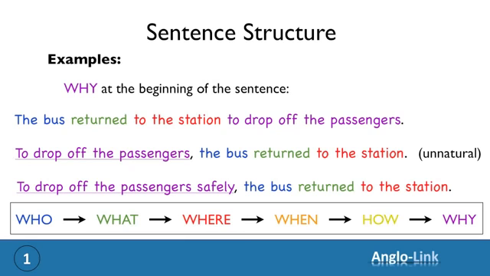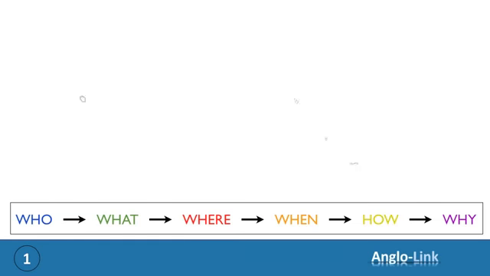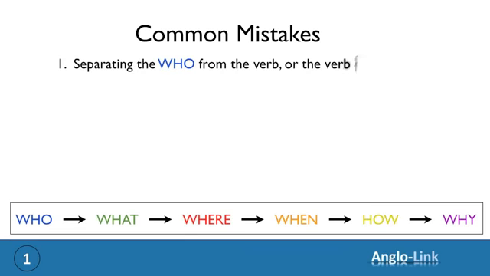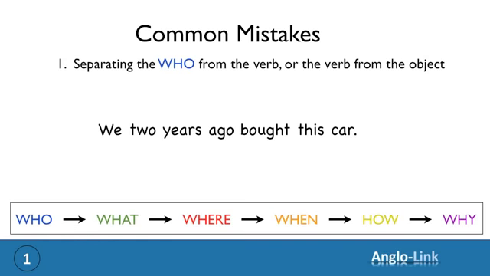Right, it's time now to look at some common mistakes. The first common mistake is separating the who from the verb or the verb from the object. Let's look at an example. You hear, "We 2 years ago bought this car."